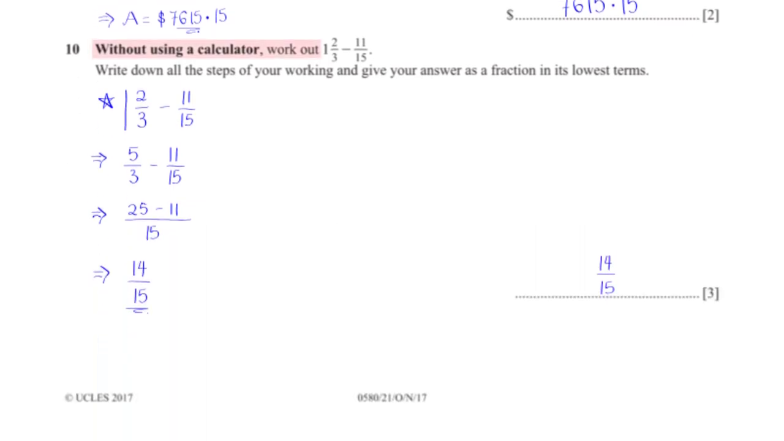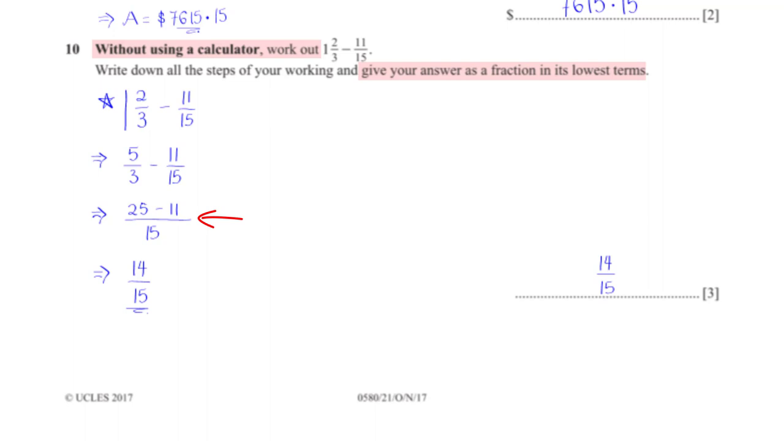Without using a calculator, work out 1 and 2 over 3 minus 11 over 15. Write down all the steps of your working and give your answer as a fraction in its lowest terms. So in the first step, we convert the mixed fraction into an improper fraction. 3 times 1 gives us 3 plus 2 gives us 5. Divided by 3. And so we have 5 over 3 minus 11 over 15.